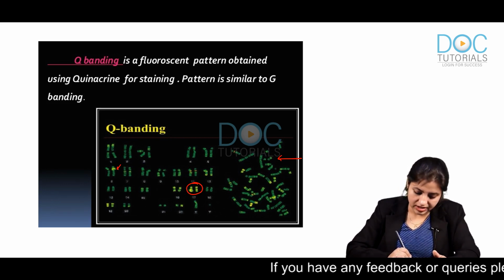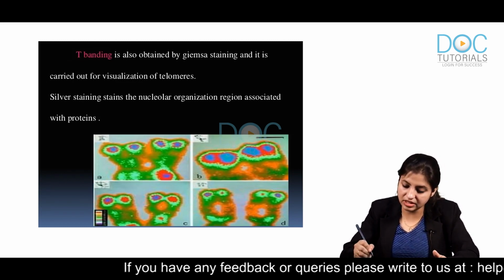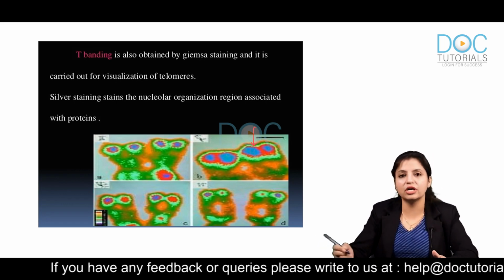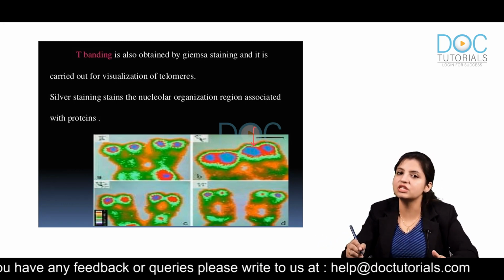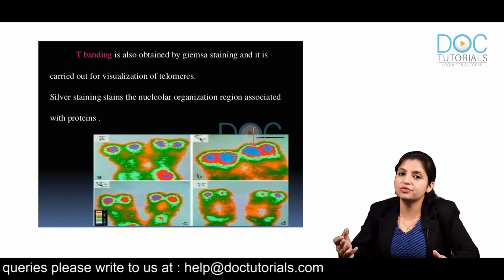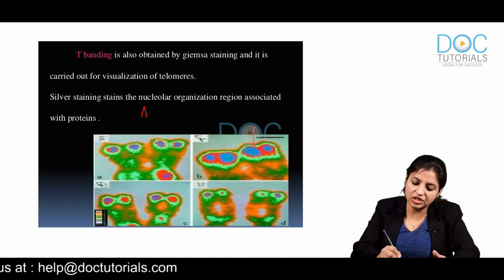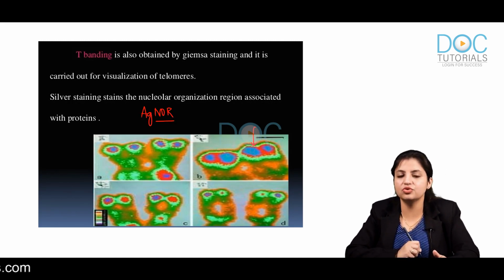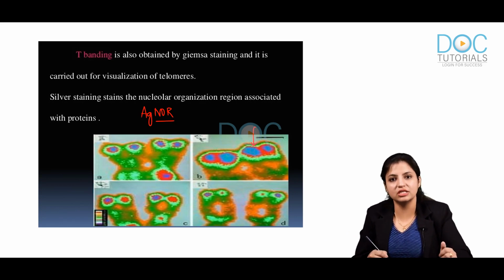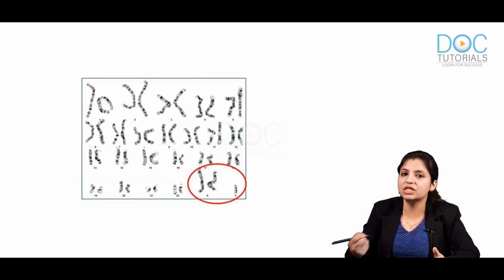Okay, right. Now let's come to this. This is T banding, the last, and can you see this? These are the nucleolar organizing regions, which you can see when you put silver nitrate stain. So this is also known as AgNOR staining, silver staining basically. Ag is for silver, NOR is nucleolar organizing regions. So you can see these nucleolar organizing regions when you stain with silver nitrate. Okay, so now let's go to the errors.